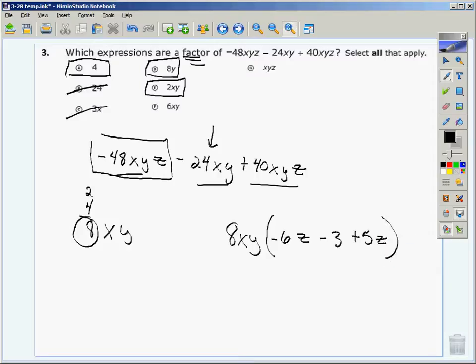By the way, if I truly wanted to simplify it, which it doesn't say to do, it said select all that apply, is there something else I could put together? I could put these together. So I could have 8xy, negative 6 plus 5 is a negative 1z minus 3. Sometimes they ask us to actually factor it out and simplify our results. But do you remember doing these? A little bit.